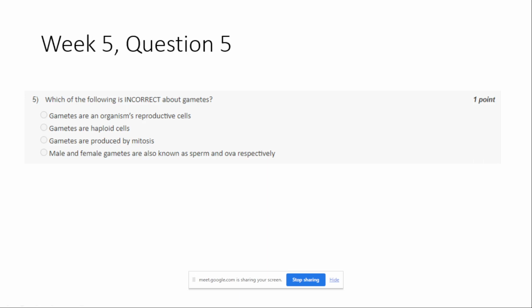Okay, the fourth: gametes are produced by mitosis is the wrong option, right? And the last option is male and female gametes are also known as sperm and ova, respectively. Is it true? Yeah, sir. Male is sperm and female is ovum, right? So the option 'gametes are produced by mitosis' is the incorrect statement about gametes.